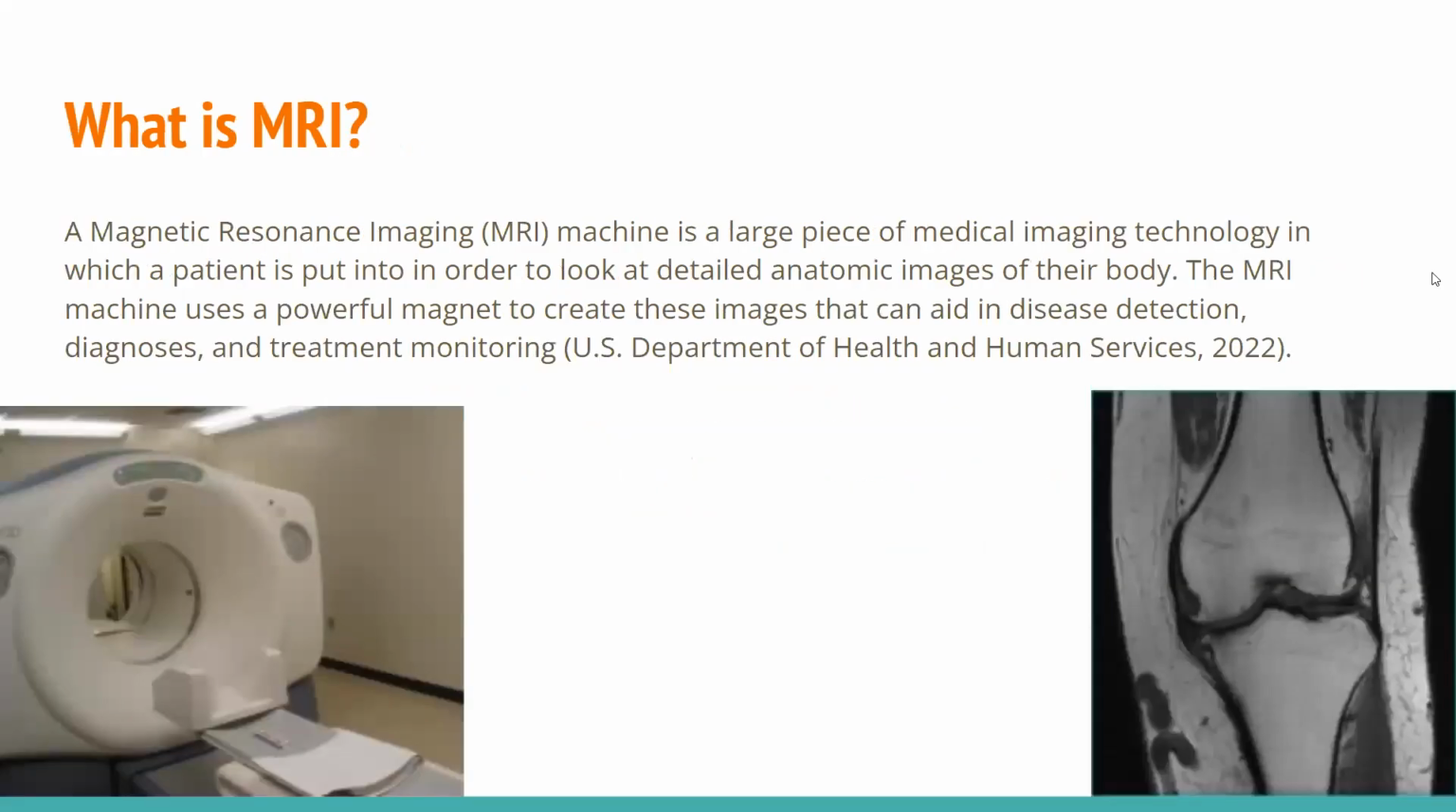So what is MRI? A magnetic resonance imaging machine is a large piece of medical imaging technology which a patient is put in, in order to look at detailed anatomic images of their body. The MRI machine uses a powerful magnet to create these images that can aid in disease detection, diagnosis, and treatment monitoring. And you can see the machine on the left, how the patient will enter that, the magnet turns on, creates the image, and on the right, you can see what a typical image looks like.